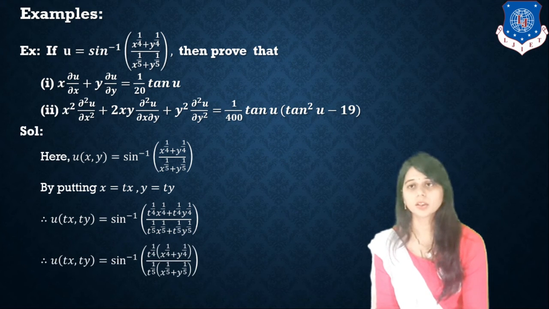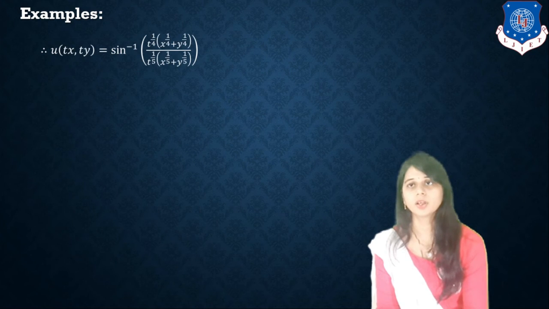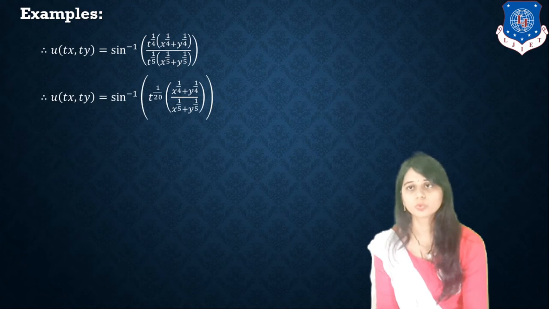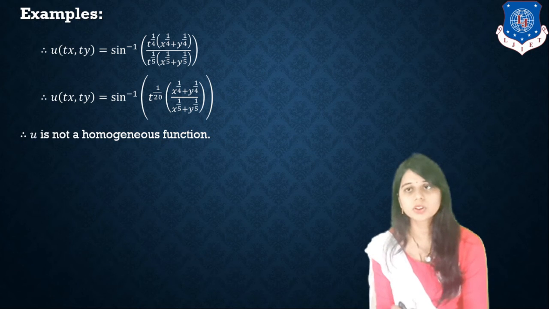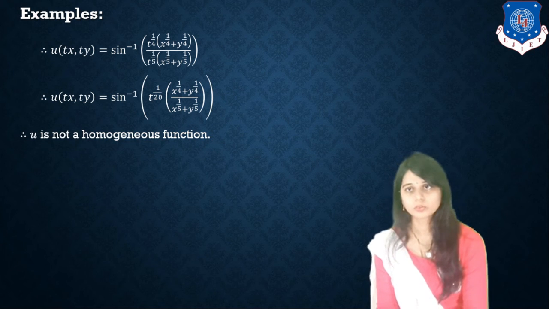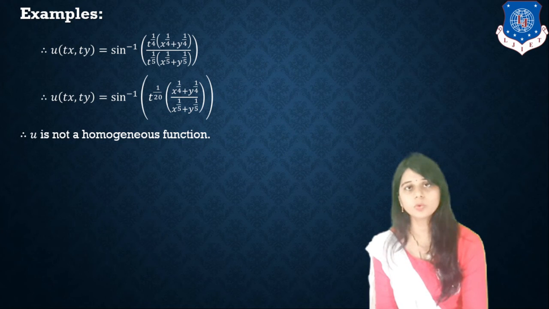Taking t raised to 1 by 4 upon t raised to 1 by 5 common, we get t raised to 1 upon 20 times sin inverse of x raised to 1 by 4 plus y raised to 1 by 4 upon x raised to 1 by 5 plus y raised to 1 by 5. u is not a homogeneous function here, because we are not easily getting the value t raised to n f of x, y.